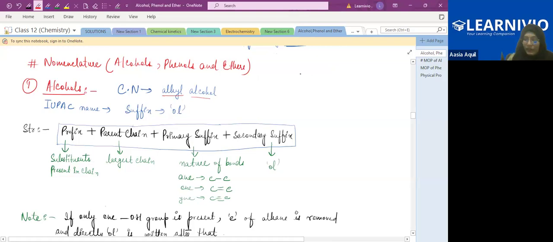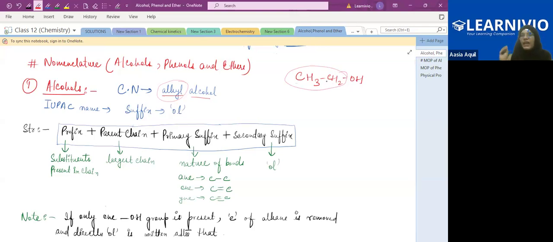Suppose we have an alcohol, CH3CH2OH. What will be the common name? How will you write it? You write the alkyl group. This is your alkyl group. How many carbons are in the chain? It's a two carbon chain, so it's ethyl. You will write ethyl alcohol. The common name of this is ethyl alcohol. So in the common name, first you represent the alkyl group, and after that you add the word alcohol.